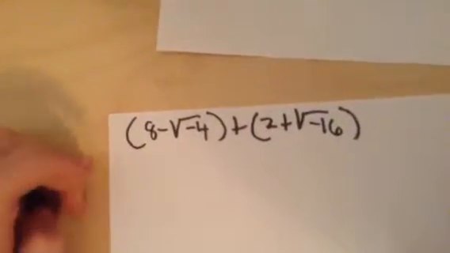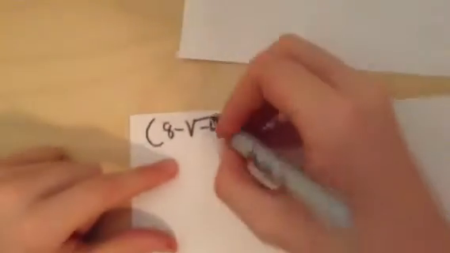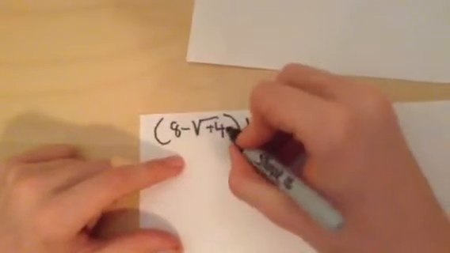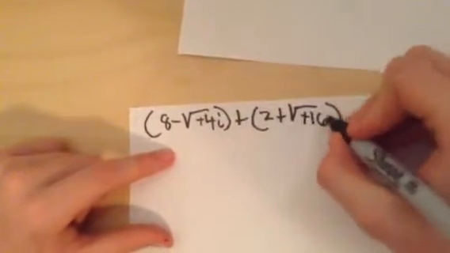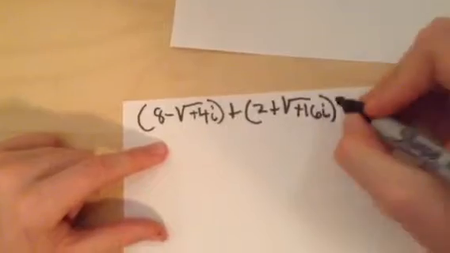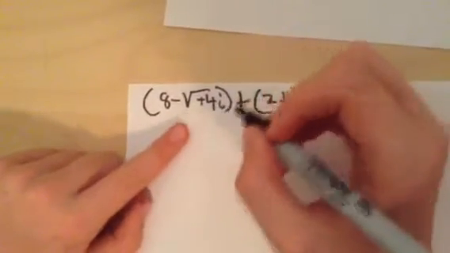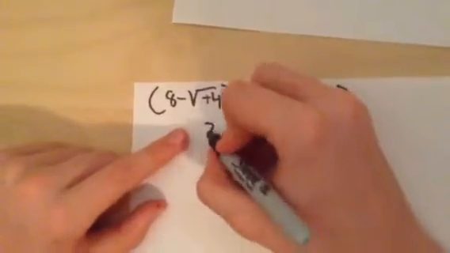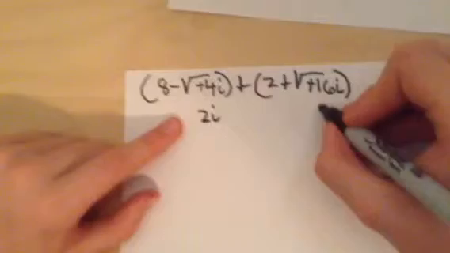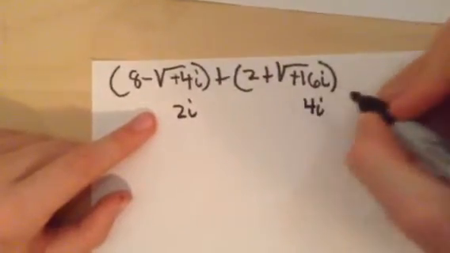So, for my first equation, I have 8 minus the square root of -4, plus 2 plus the square root of -16. So, I have to make this positive and then add i, and do the same with this 16. And then you can just square root it like a normal square root. And so then you would have 2i here and 4i here.